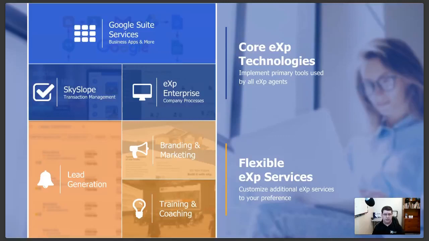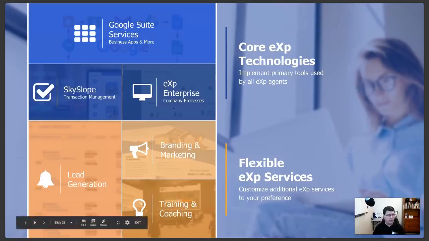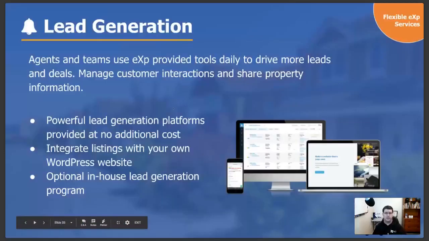The flexible services, the basis of those are baked in as well, and they have strategic partnerships with top tier providers in each of those areas. One of those would be lead generation. So in lead generation, they provide a top level CRM.